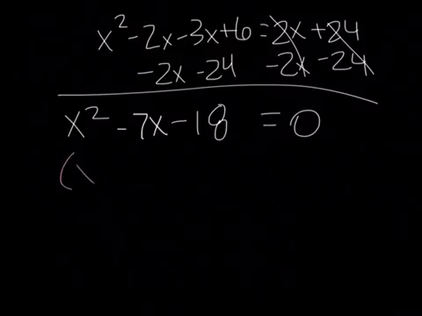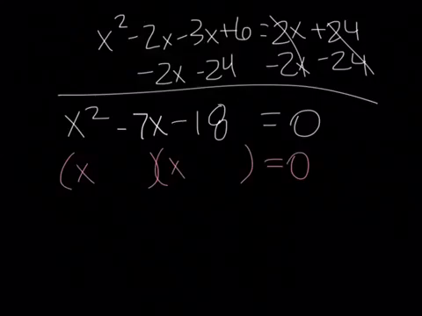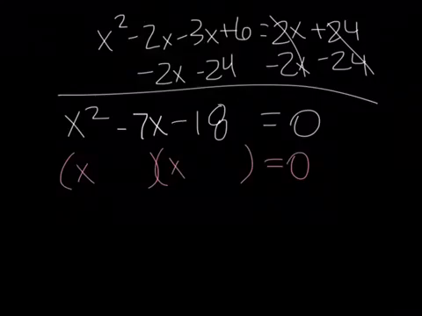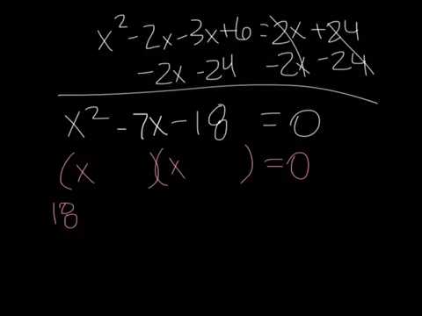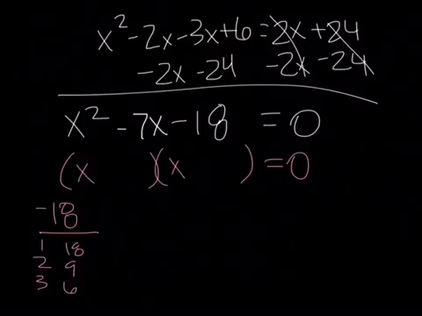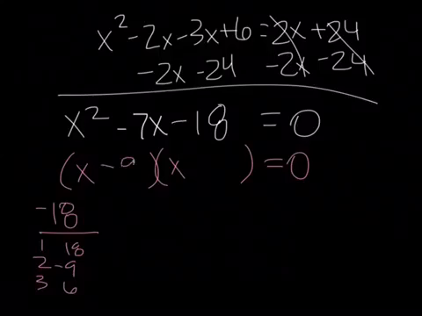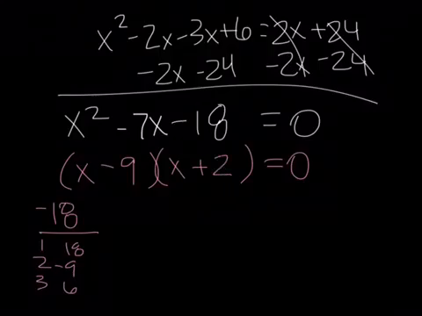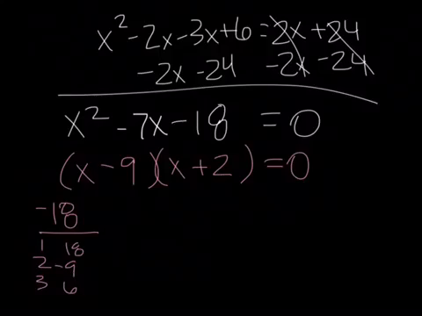To factor that, we need two numbers that will multiply to give us negative 18 and add to give us negative 7. For 18, we can use 1 and 18, 2 and 9, or 3 and 6. To get a negative 18, one of these is going to have to be negative. So I think we're going to go with negative 9 and then a positive 2. Negative 9 times 2 gives us negative 18, and negative 9 plus 2 gives us negative 7.